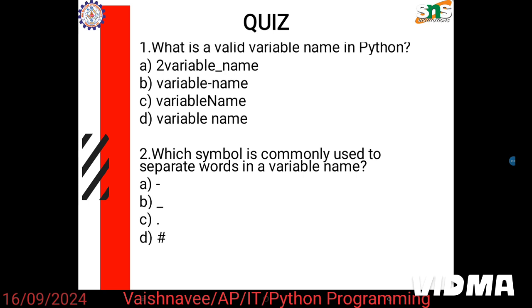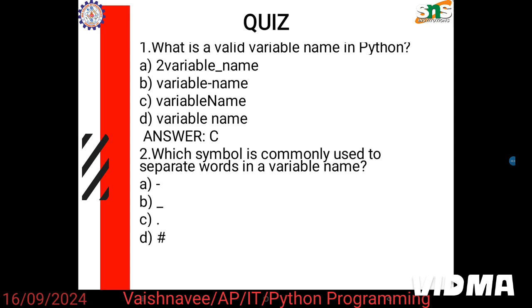So far we have seen a lot. Now this is about the quiz. What is a valid variable name in Python? As we know, variable underscore name is proper, but a name cannot begin with a numeric, so A is not the answer. Variable hyphen name: we cannot use symbols other than underscore, so that is not valid. And when it comes to D, variable name has a space, so it is not a valid variable. So we can use that variable name here. The answer is C. Yes.